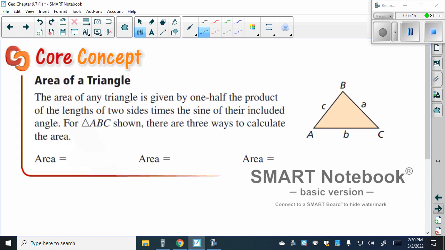However, if we're given two side lengths and an angle in the middle, we can actually find the area of the triangle using these formulas here.